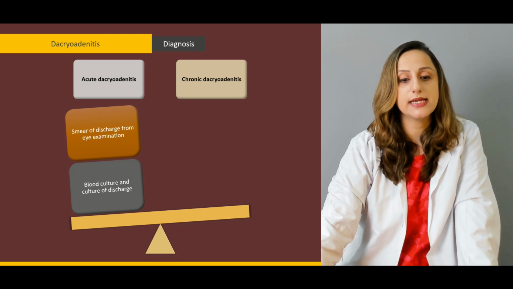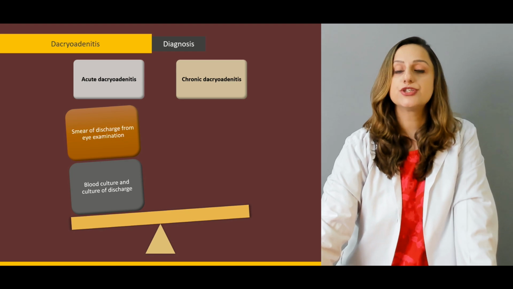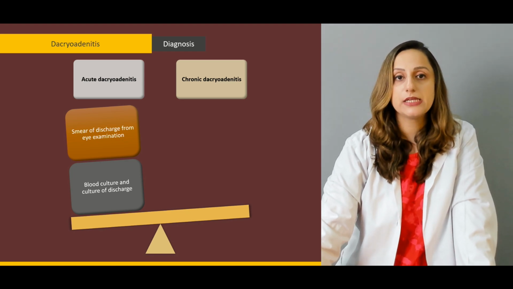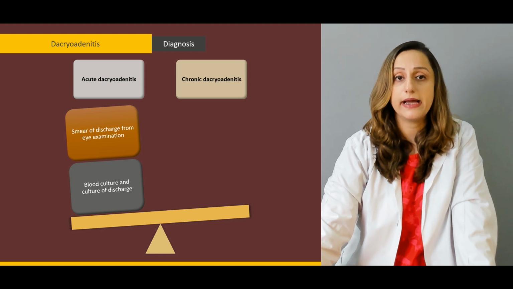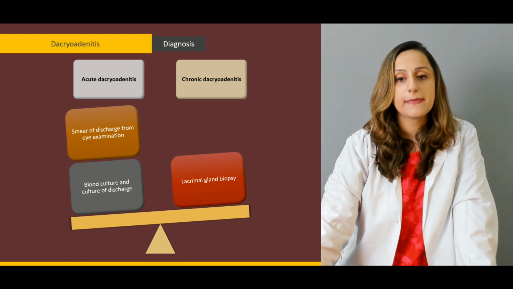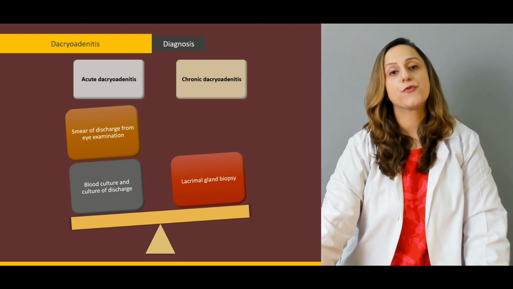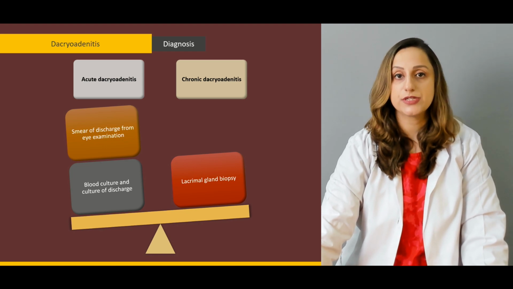Blood cultures are taken, and the culture of the discharge is also very significant over here, just to identify the causative organisms. The list of organisms would consist of chlamydia, streptococcus pneumoniae, and staphylococcus organisms. In chronic dacryoadenitis, we'd perform biopsies, that is lacrimal gland biopsies, which are very critical over here.